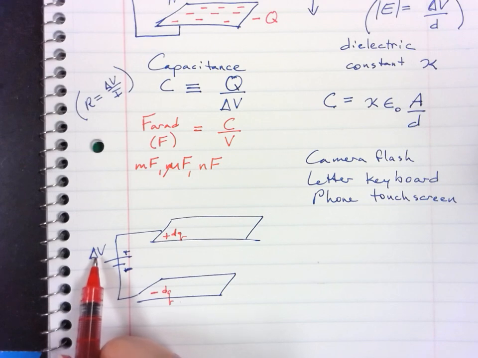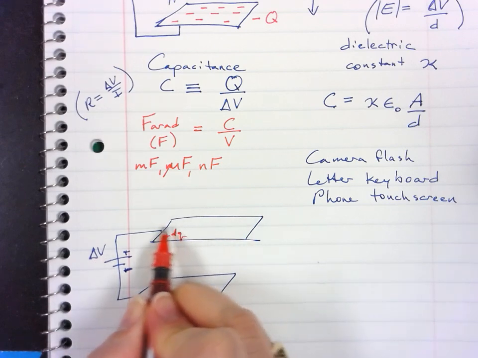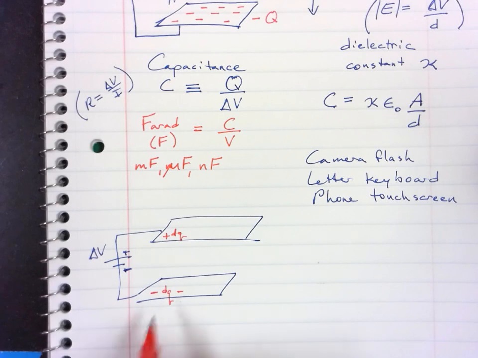Well, now the battery says, hey, I can store more. So it takes another electron and moves it down here. So I have a second dq. Of course, leaving a lack of electrons, so a positive charge up here.